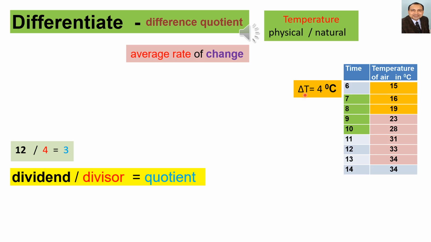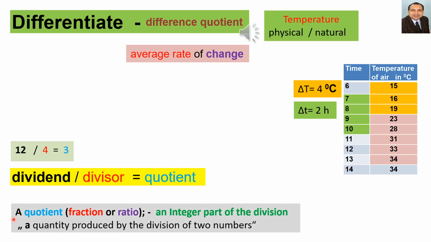Change in temperature, delta T, is 19 minus 15, 4 degrees centigrade. Delta T, change in time, for this interval is 8 minus 6, which is 2 hours. A quotient is a fraction or ratio, the integer part of the division, a quantity produced by the division of two numbers.